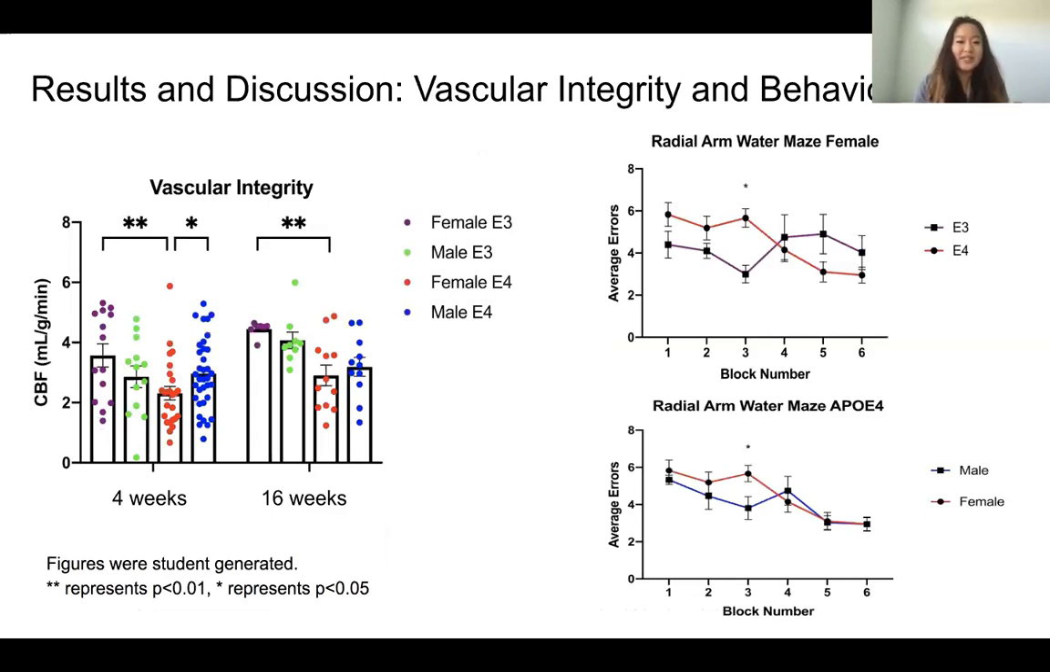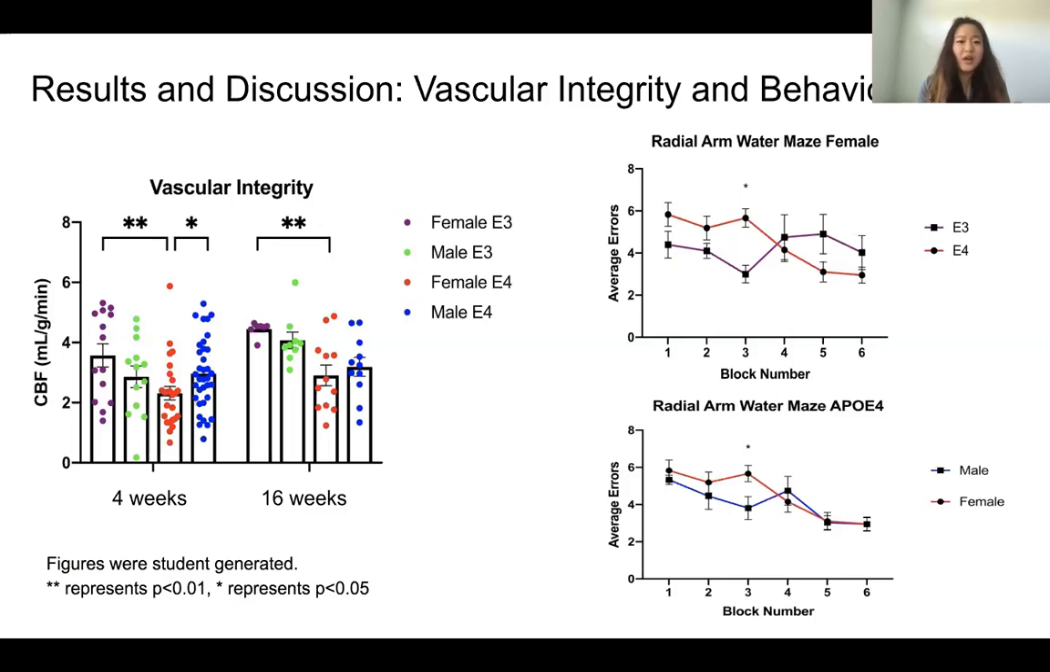One thing that was really interesting is that these ApoE4 females had significantly worse vascular integrity compared to both males who were ApoE4 and females who were ApoE3. The study that I obtained the data for vascular integrity from measured it through cerebral blood flow at both 4 weeks and 16 weeks. At 4 weeks, the mice are still pretty young in age. And 16 weeks is a little bit younger than middle-aged if we were to convert that to human years.